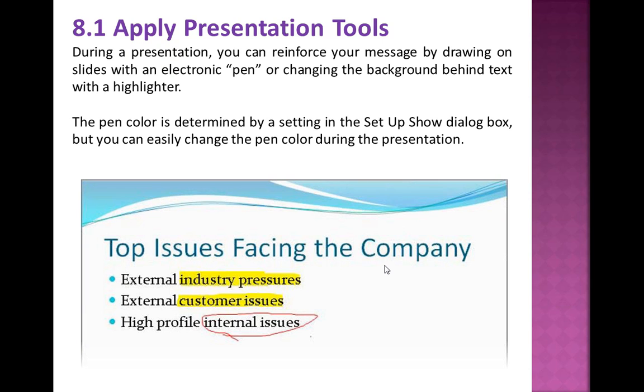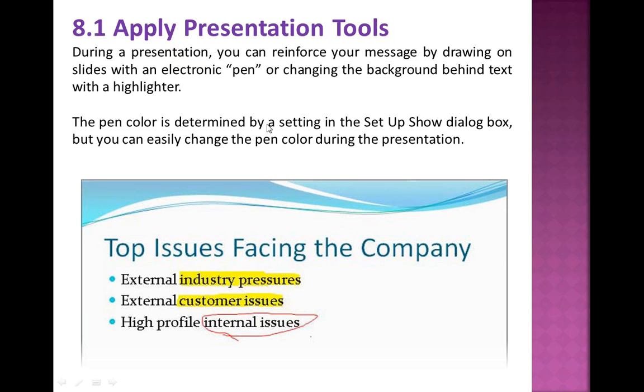First, point 8.1 is apply presentation tools, meaning how to apply the presentation tools that are available while giving the presentation to the audience. During a presentation, you can reinforce your message by drawing on slides with an electronic pen or changing the background behind the text with the highlighter. Means if you are giving the presentation, to highlight or emphasize the text, bold, italic, or to apply settings to a paragraph, we can use either the electronic pen or the highlighter for changing the background.